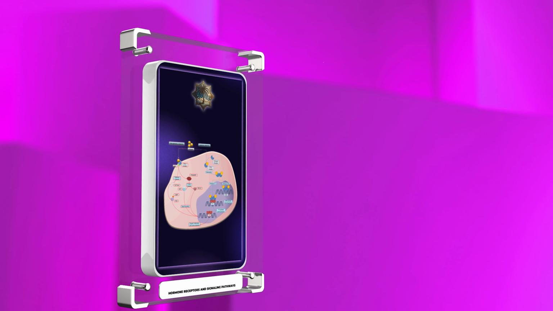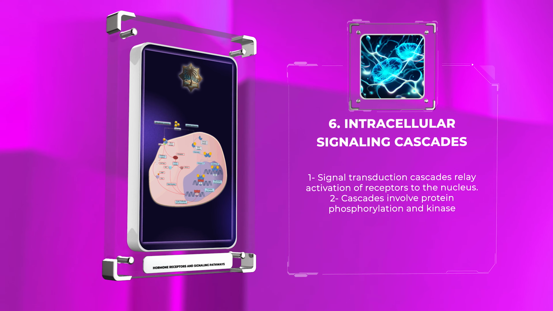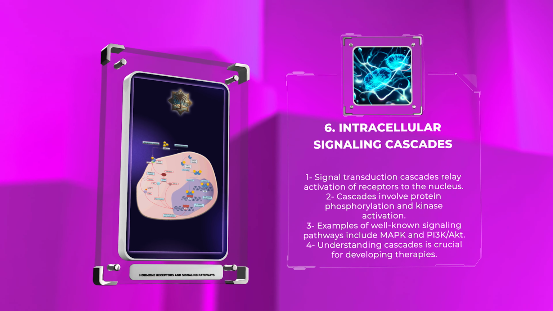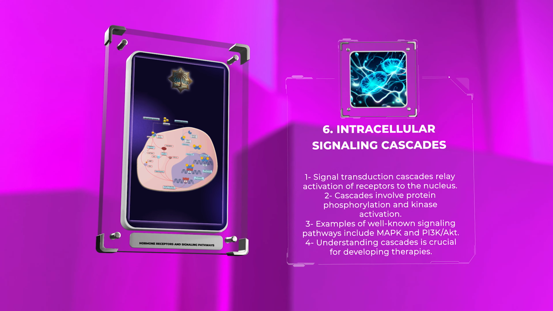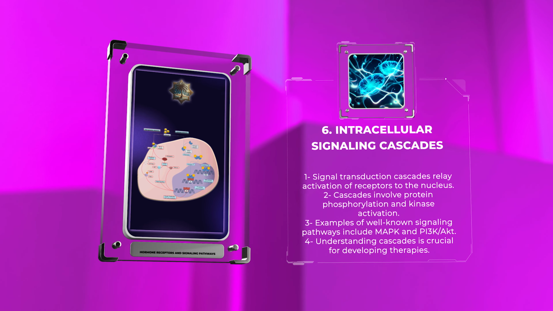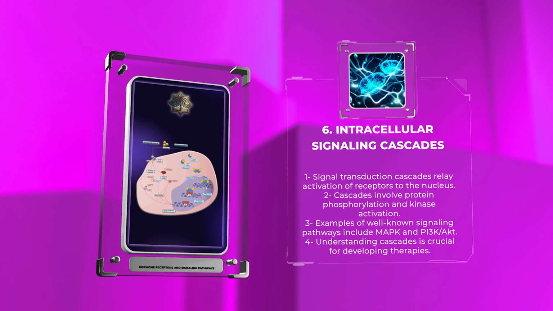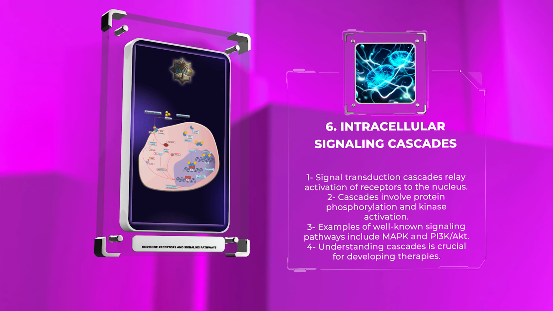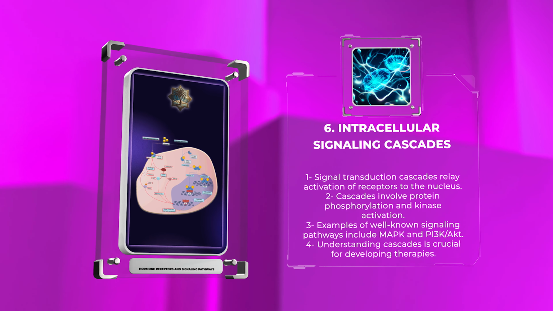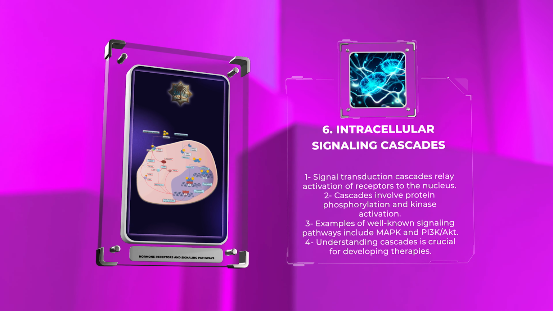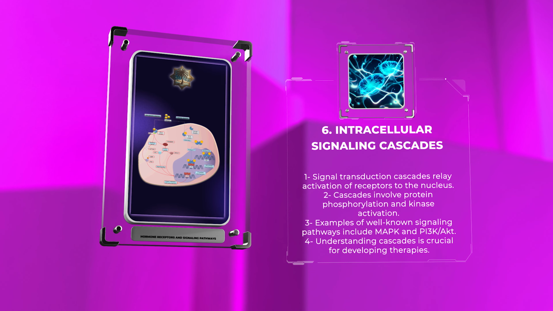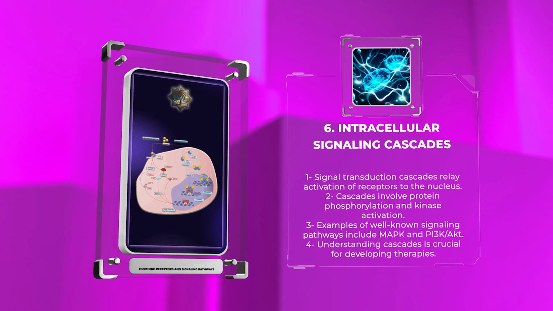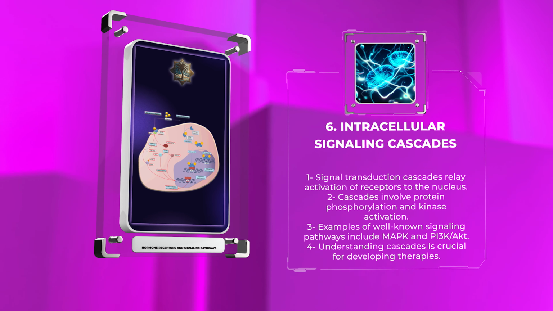Signal transduction cascades are complex series of events that relay the activation of a receptor at the plasma membrane to the nucleus, resulting in cellular responses. These cascades involve protein phosphorylation, activation of kinases, and interaction with scaffolding proteins. Examples of well-known signaling pathways include the mitogen-activated protein kinase, MAPK, pathway, the phosphoinositide 3-kinase, PI3K/AKT pathway, and the JAK-STAT pathway. A thorough understanding of these cascades is crucial for unraveling disease mechanisms and developing targeted therapies.